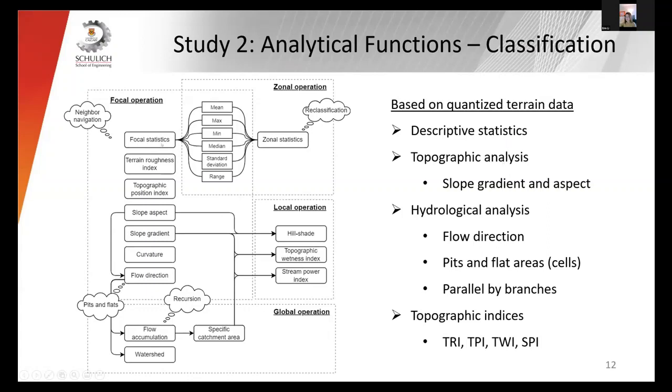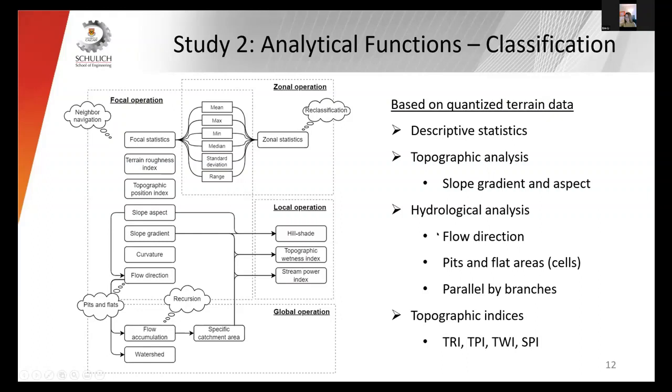Here, the focal statistics and zonal statistics include all kinds of discrete stats that are calculated based on a neighborhood of a cell or a defined zone. And topographic analysis includes those classic topographic parameters like slope, aspect, gradient, curvature, and hill shade. The hydrological analysis are those functions like flow direction, flow accumulation, watershed, etc.